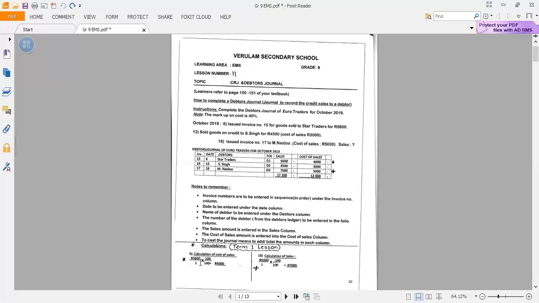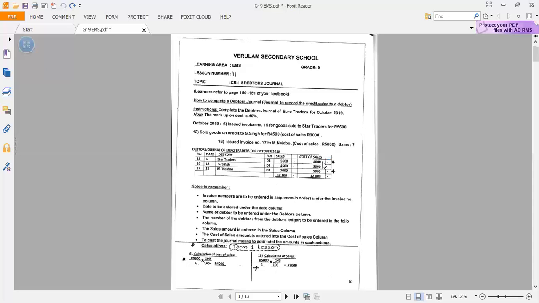How did I get 140? You remember our calculations that were taught to you in term 1, that is 100% plus 40% markup. When I completed my calculation, I arrived at the amount of 4,000 Rand. So I am now going to take this amount of 4,000 Rand and I am going to enter it under the cost of sale column there. Okay, learners, I hope you are following me.